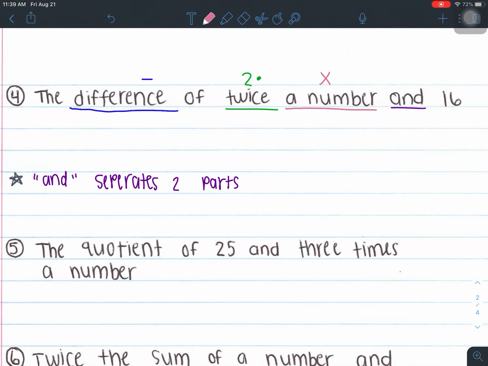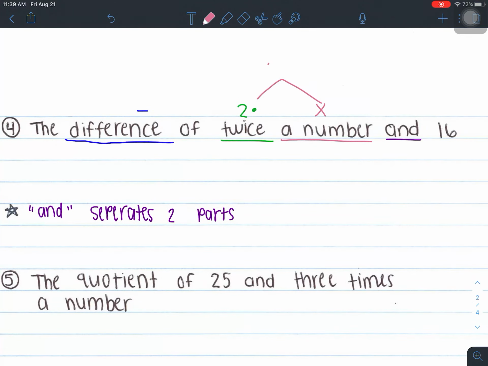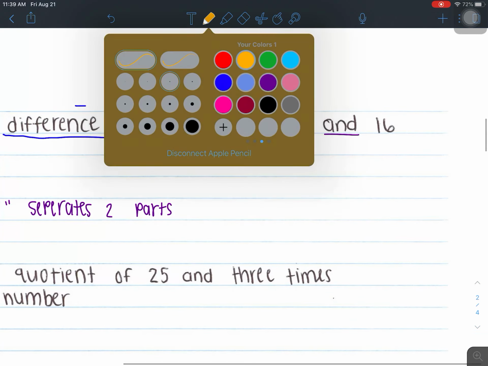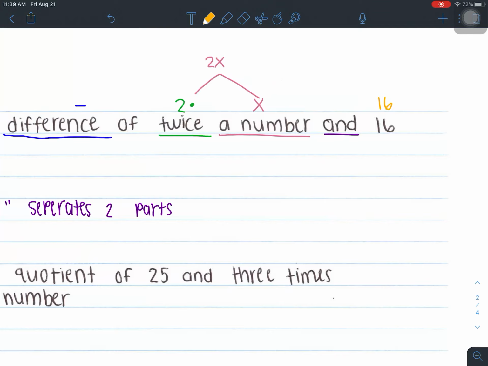Twice a number. So essentially what I have here is 2x. 2 times whatever that number is, twice a number. If it said 3 times a number, then I would have 3x. If it said 16 times a number, I would have 16x. Okay? And then it separates and it has a 16 on the end here. So right here I have the difference of twice a number and 16.